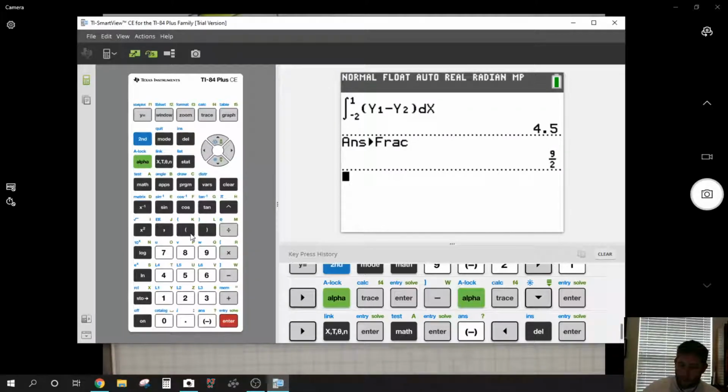Okay, so I'm going to go over 2 more examples, and then I'm going to go ahead and give you the homework assignment, and that's what we'll call it for section 7.1.